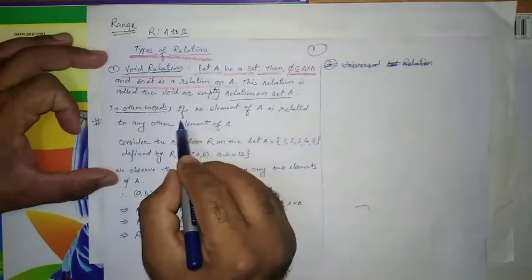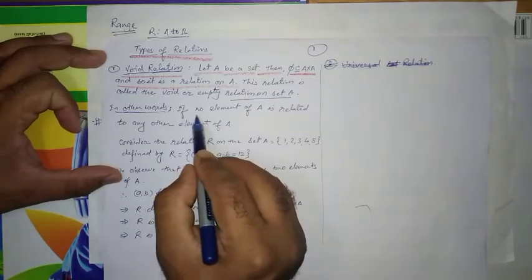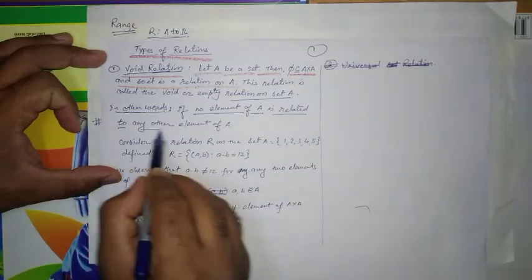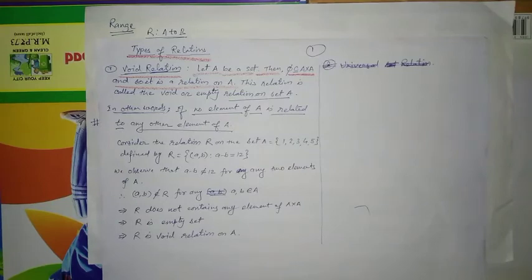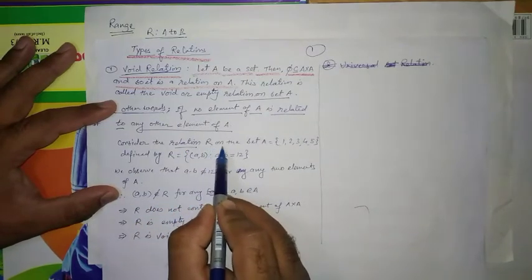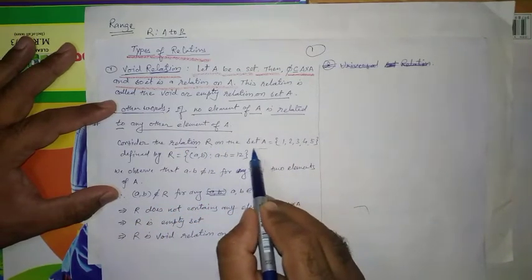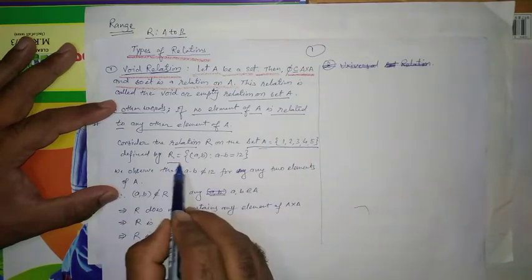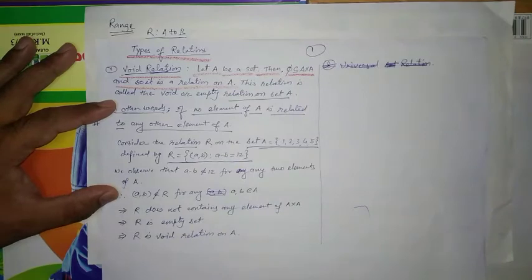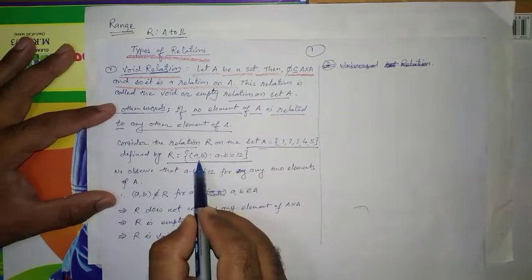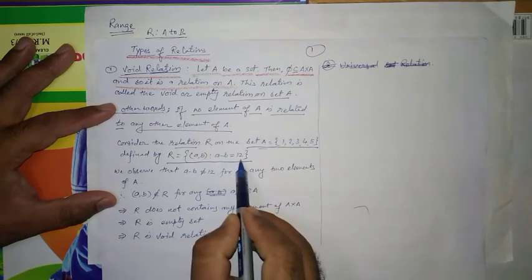A void relation on A is defined as follows: if no element of A is related to any other element of A, then only you can say that this is a void relation. Consider the relation R on the set A given here, defined by R equal to (a, b) such that a minus b equals 12.